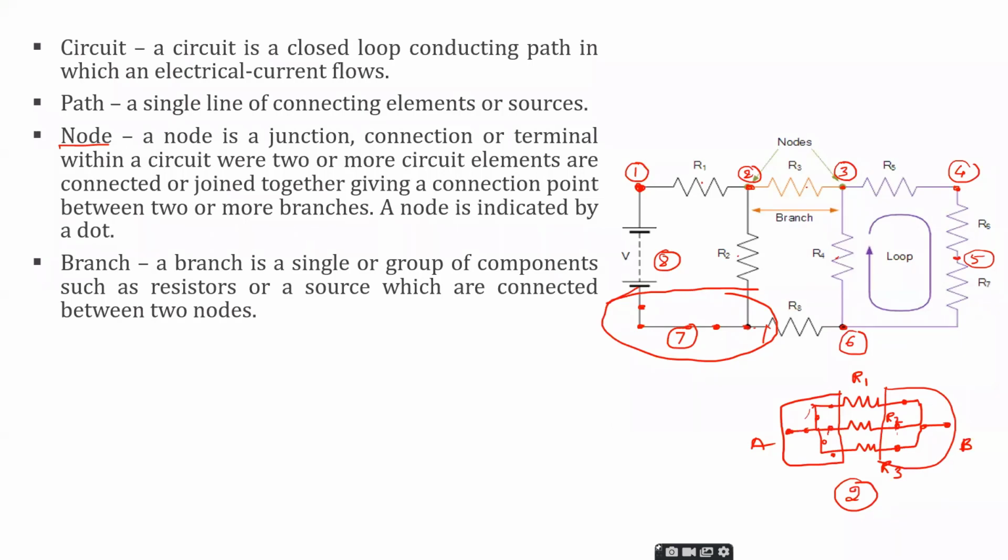No one? It can also be 1, because you can see the definition. It is a single or group of components. I group all R1, R2, R3 and call them as 1. So one group or 3 branches, both are same. All right. I hope you have understood circuit, path, node and branch.